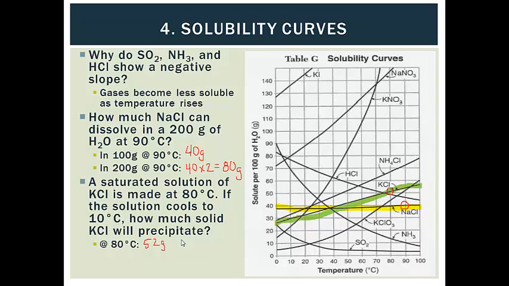Now I've got to do the same thing for whenever it is at 10 degrees Celsius. At 10 degrees Celsius, it looks like 30. So if at 80 degrees I can hold 52, and at 10 degrees I can only hold 30, I've got to subtract to get the difference. So if I cool from 80 to 10, 22 grams of KCl will fall out of solution.